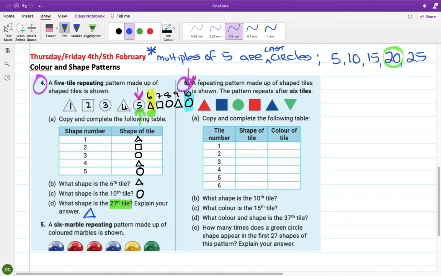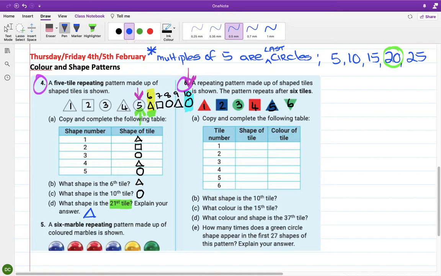So we move on to question 6. A repeating pattern made up of shaped tiles is shown. The pattern repeats after 6 tiles. Okay, so here we have, I'll go black, 1, 2, 3, 4, 5, 6, and then it will start again. So the 7th one will be the red triangle, the 8th one will be the blue square, and so on.